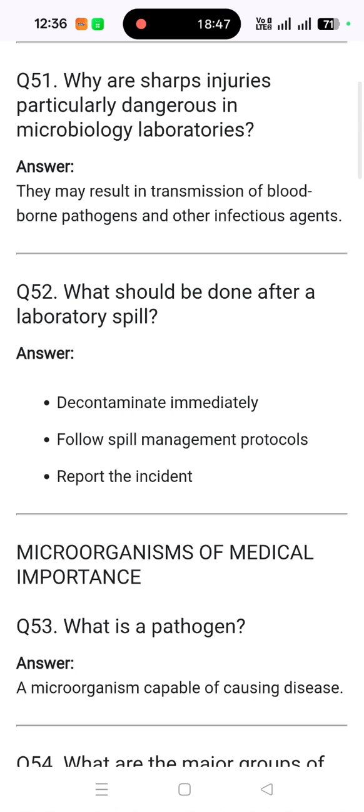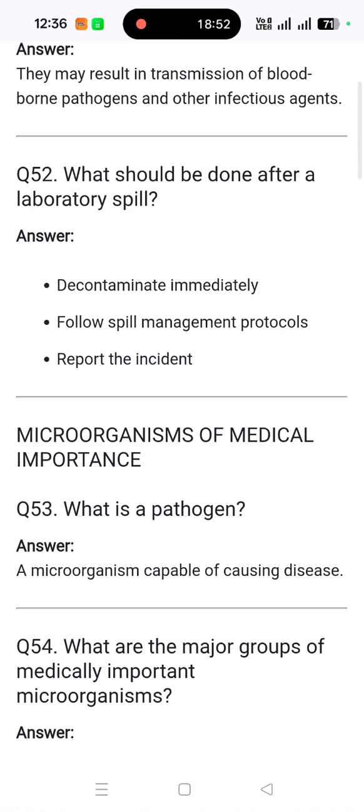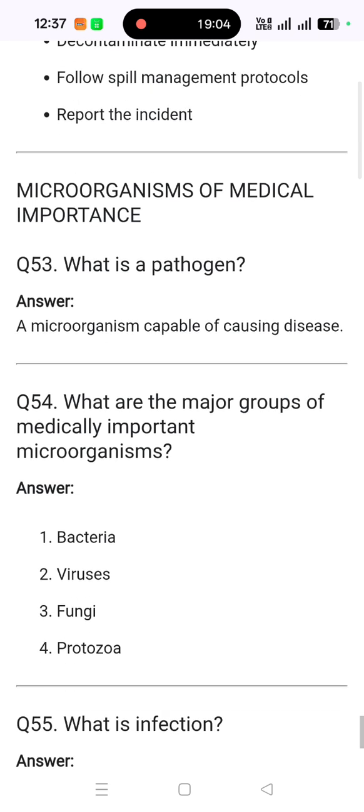What should be done after a laboratory spill? Decontaminate immediately, follow spill management protocols, and report the incident. So, decontaminate immediately and then follow the spill management protocols.